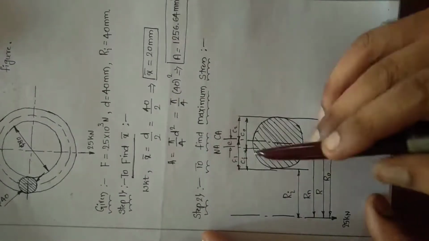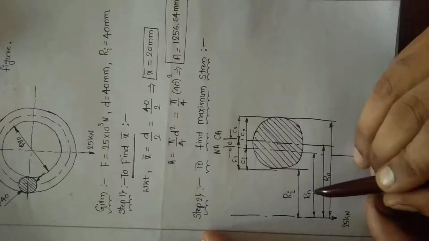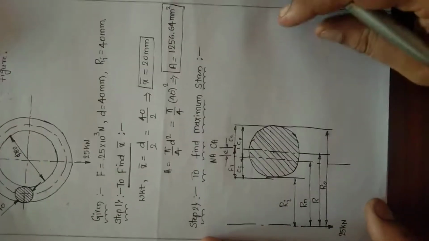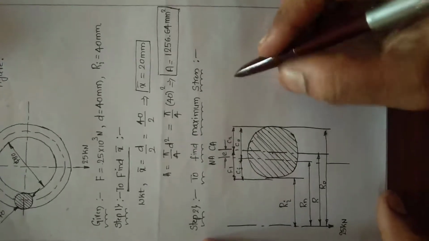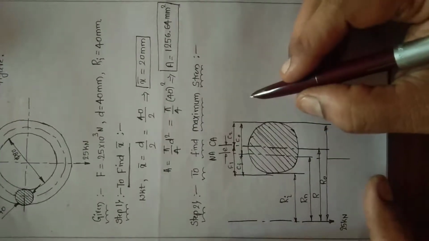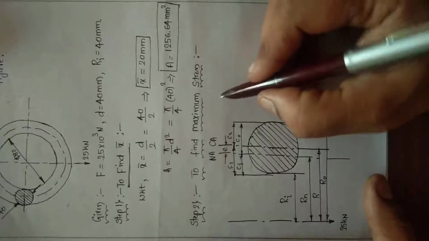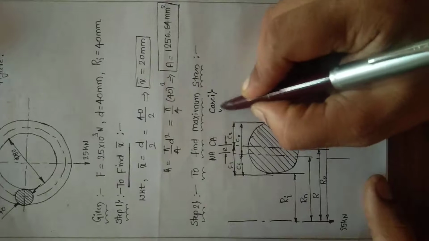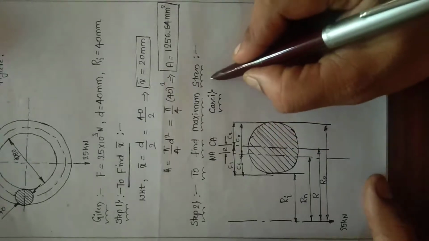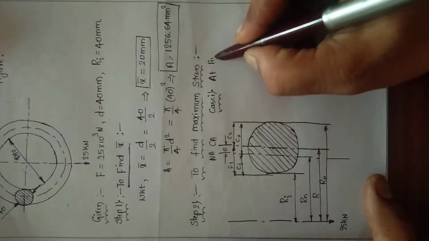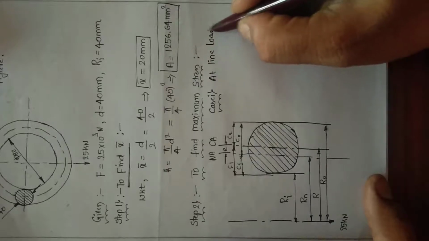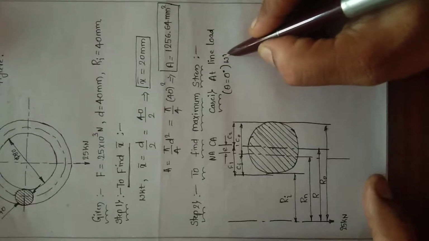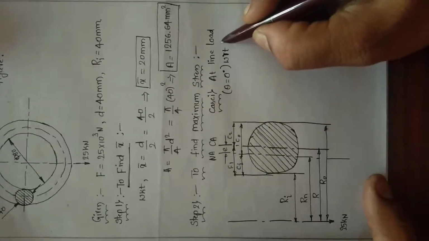So what do I need to find? E, C0 and Rn. These three things I can find using the E value, which I will get from the data handbook. First we shall note down the values whichever are known. So if we consider case 1, case 1 is what? When theta is at 0 degrees, at the line load, theta is equal to 0 degrees with respect to the vertical.